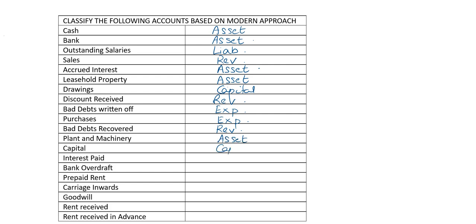Capital is capital account. Interest paid, expense account. Bank overdraft, liability account. Prepaid rent, asset account. Carriage inwards, expense account. Goodwill, asset account. Rent received, revenue account. Rent received in advance, liability account.